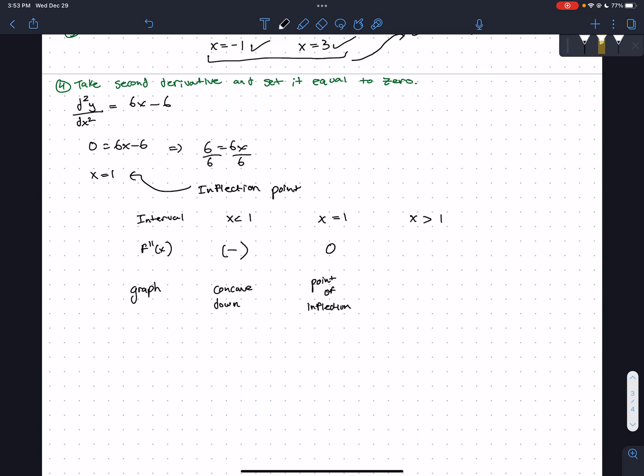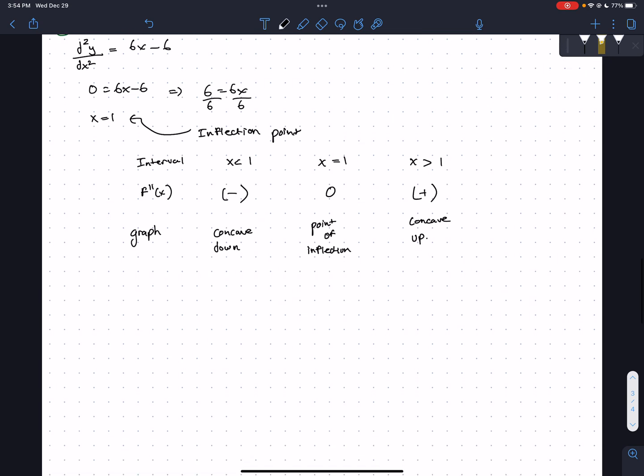And then here, if we put in a value greater than 1, so let's say if I put 2, I'm going to get 12 minus 6, which is a positive number. So I'm getting concave up. Okay? So that means when we're sketching this, it would look around like that. And we have our point of inflection. And then we also have it concave up.